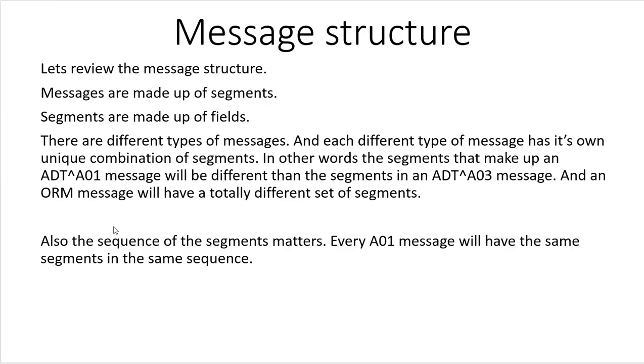So let's review the message structure. Messages are made up of segments. Segments are made up of fields. There are different types of messages. Each different type of message has its own unique combination of segments. In other words, the segments that make up an ADT A01 message will be different than the segments in an ADT A03 message. And an ORM message will have a completely, wildly different set of segments. Also, the sequence of the segments matters. Every A01 message will have the same segments in the same sequence.